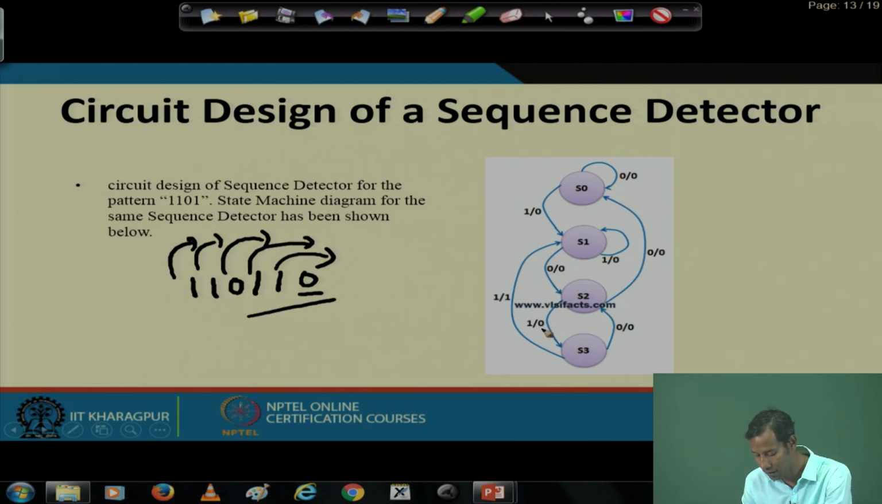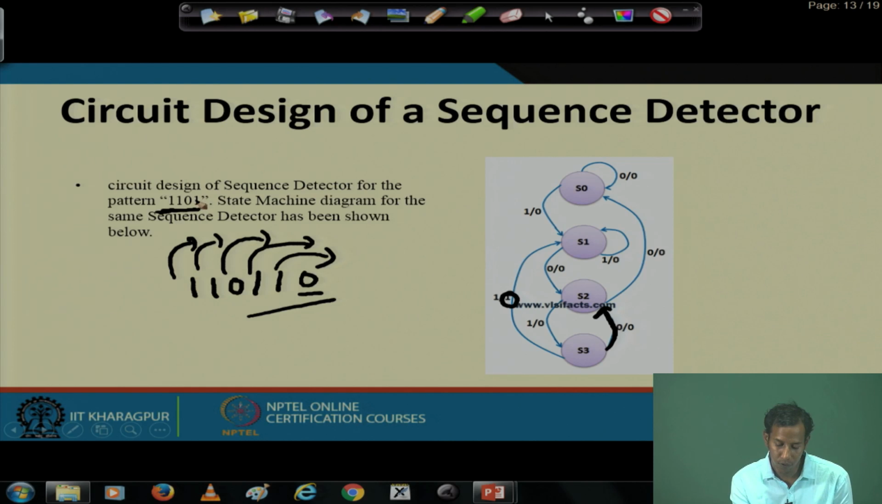Whenever it finds that the whole sequence, 1, 1, 0 and 1, is found, the output will be 1. In all other cases it will be 0. If it finds a 0 there, it goes back to S2, the previous state. So this is the FSM for detecting the particular sequence 1101.